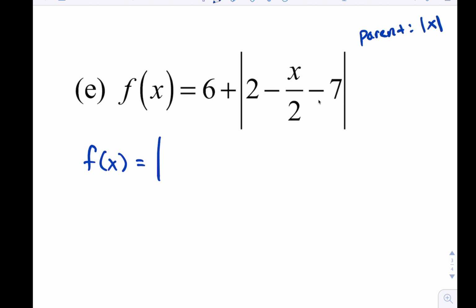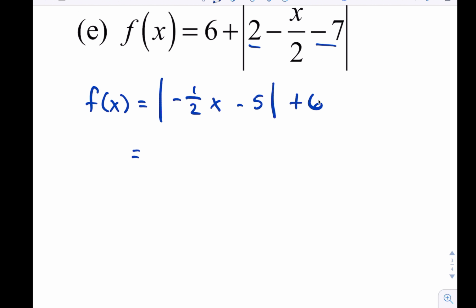All right, so I have the absolute value of -12x. We'll do that. -12x. And then I have 2 minus 7, which would put me at -5. And then I have the +6 there at the back. Okay. So like I told you guys, you want to make sure that you factor out any number that is being multiplied with your x term. Okay. So 1/2 times something gives me 5, which is going to be 10.